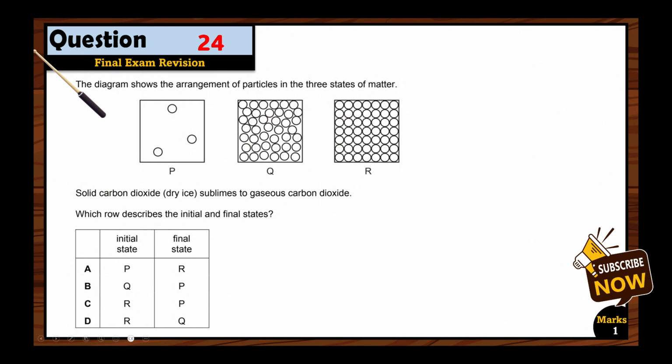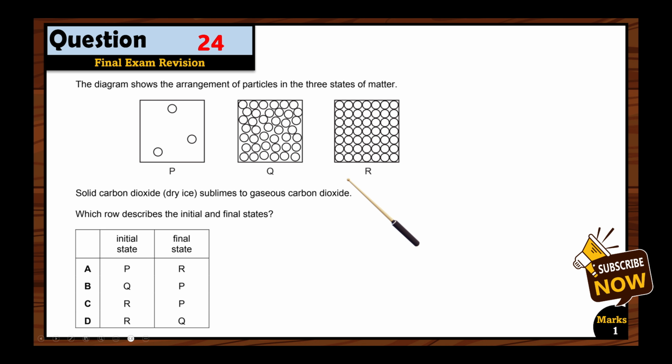Let's see question number 24. The diagram shows the arrangement of particles in the three states of matter. Okay, we can see this is solid, this is liquid, this is gas. Solid carbon dioxide, dry ice, sublimes to gaseous carbon dioxide. Which row describes the initial and final states? Now, we already know that sublimation is a process in which a solid is converted into a gas, right?